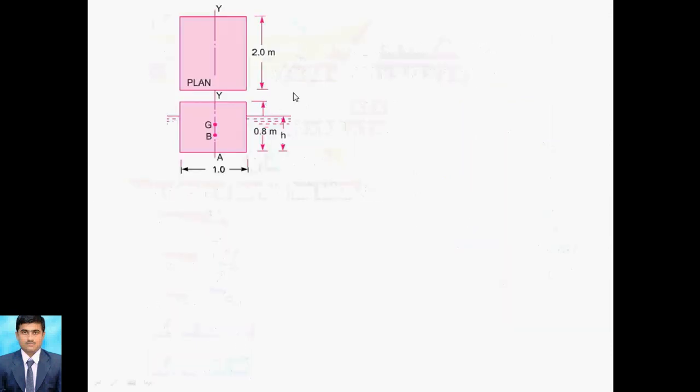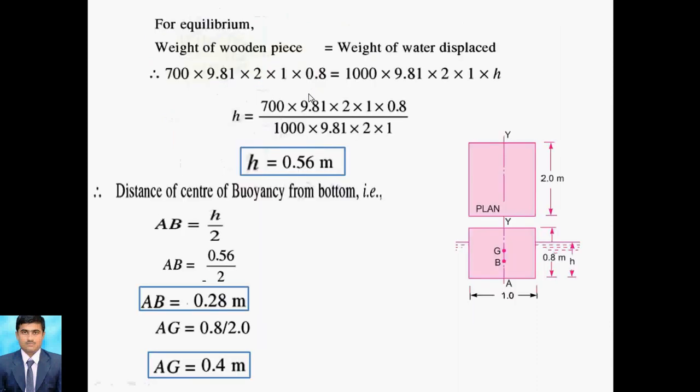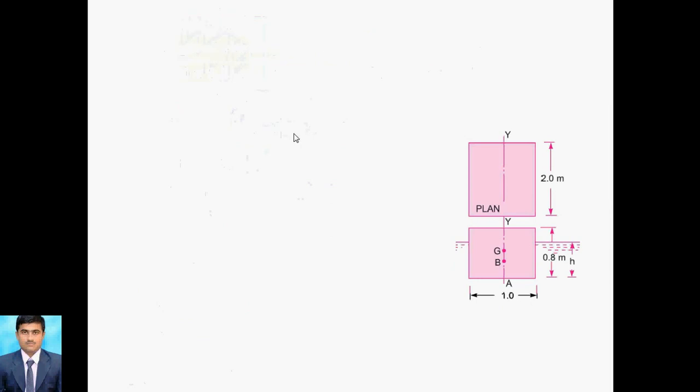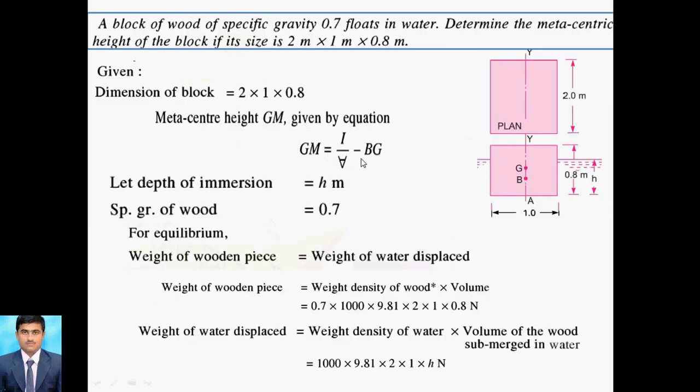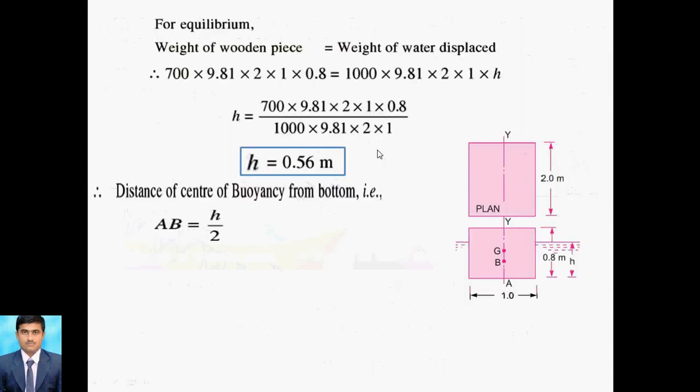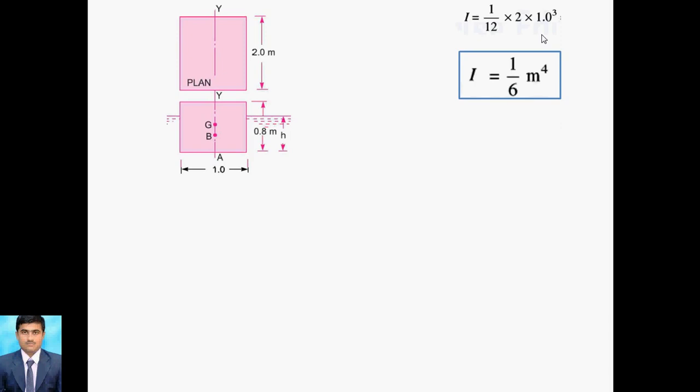First of all, we know the metacentric height. What is the formula for the metacentric height? This is the formula: GM = I/V minus BG. So first of all we calculate I, V and BG. I is the inertia, 1 by 12 times 2 into 1 cube. Then I find the value of I, 1 by 6 meters raised to 4, with the formula bd cube by 12, same formula, 1 by 12 bd cube.